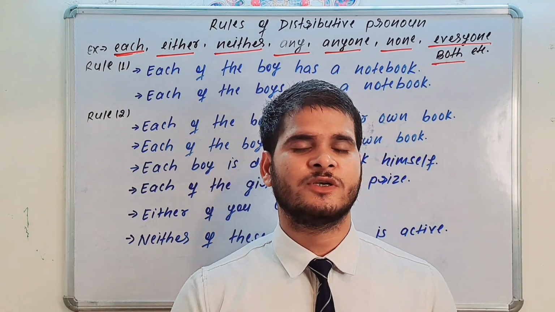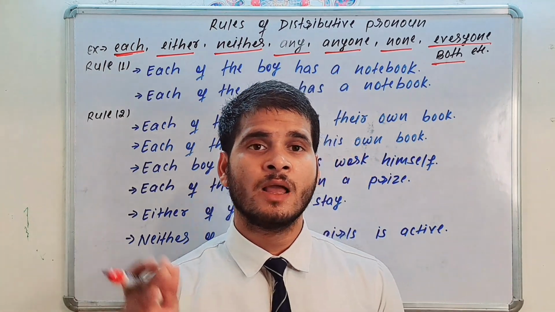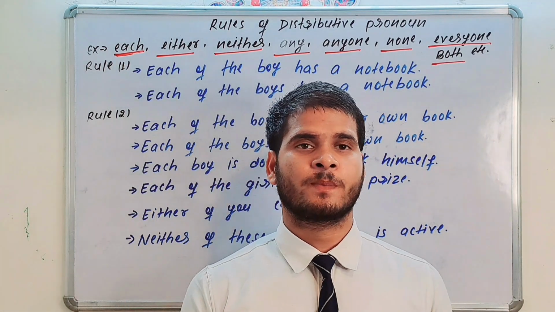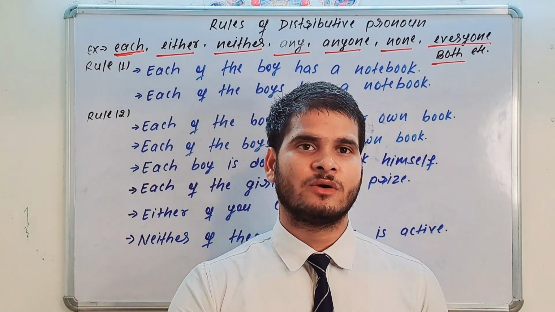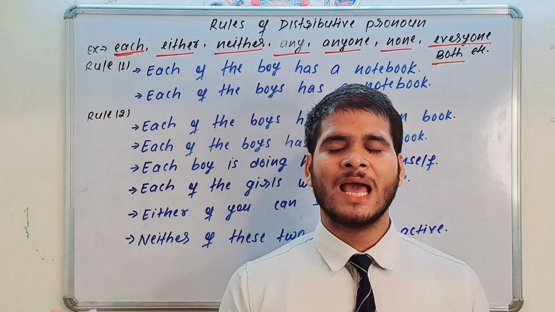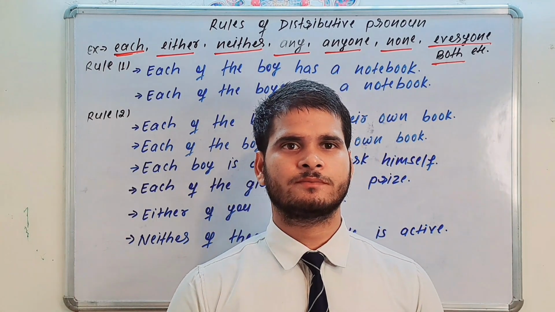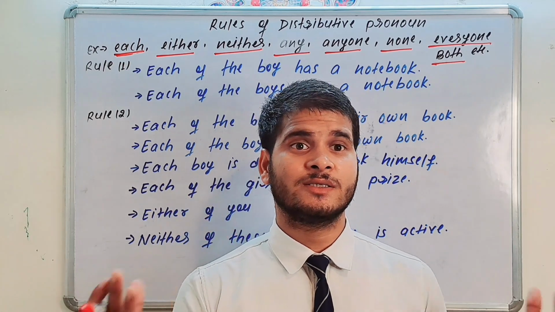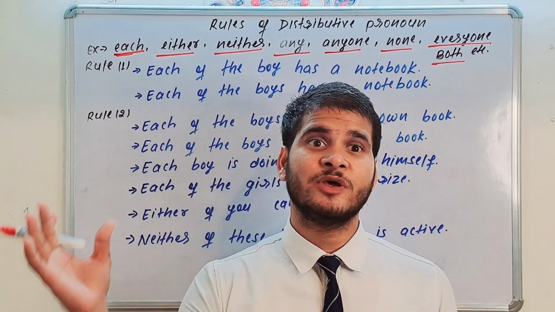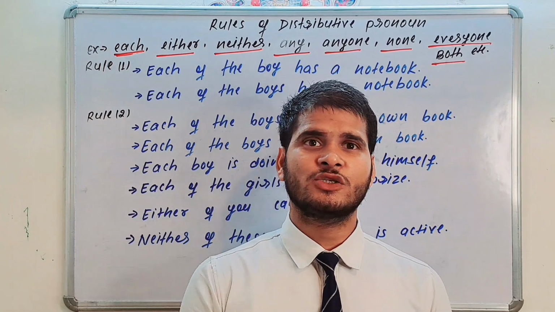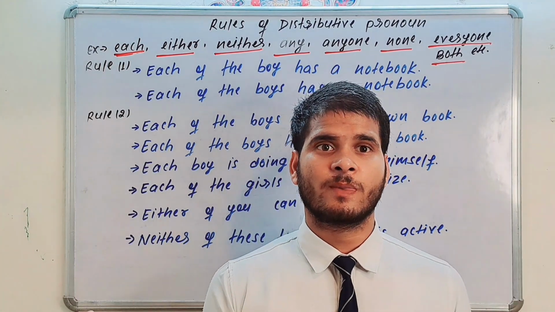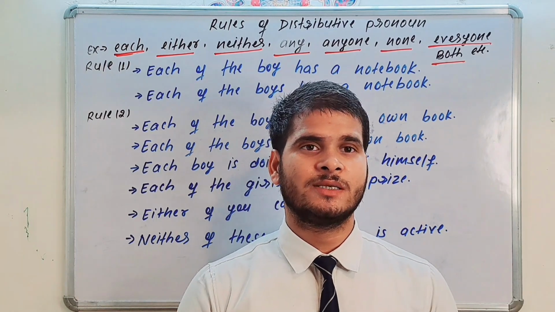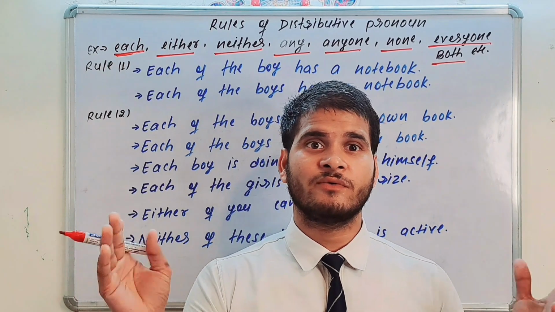And what is the first rule here? A plural noun or plural pronoun is used after each of, either of, neither of. This is the first rule, the use of distributive pronoun in a sentence: each of, either of, neither of.